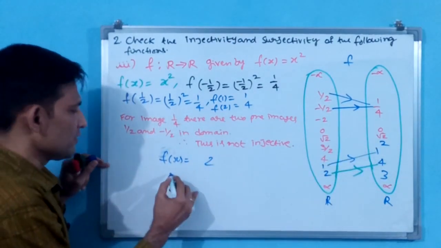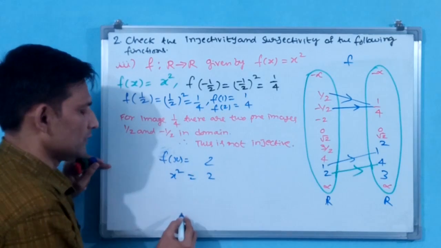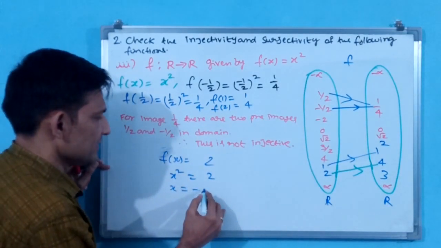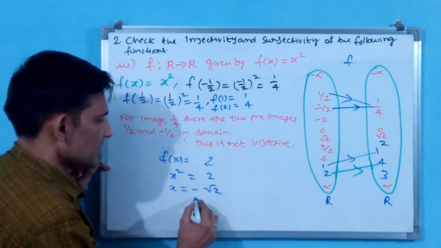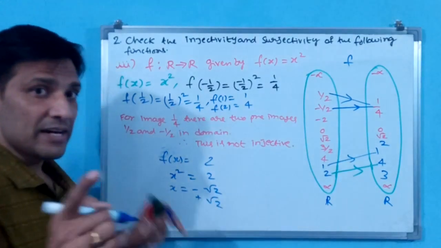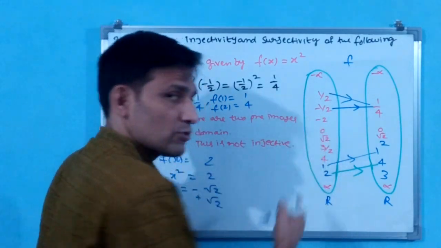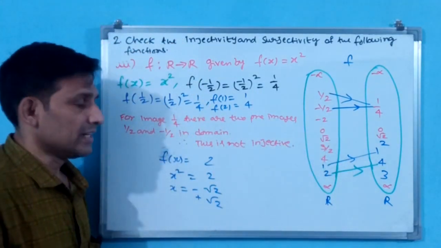You go back, then x square is equal to 2. X square is equal to 2 means x may be minus root 2 or plus root 2. But this is a real number. Here minus root 2 and plus root 2 are already available. Even minus root 2 also may be there.